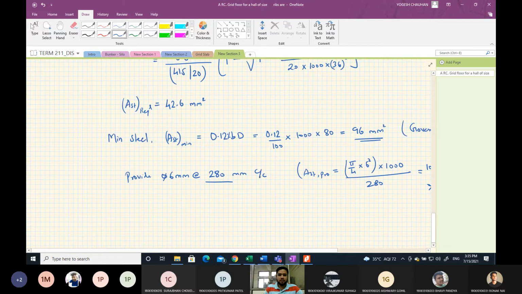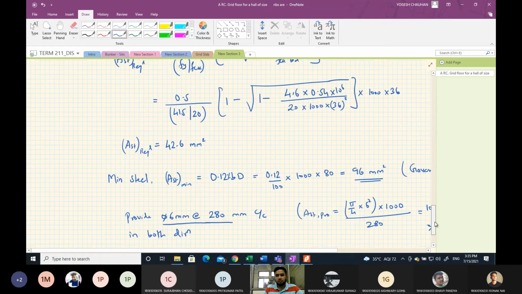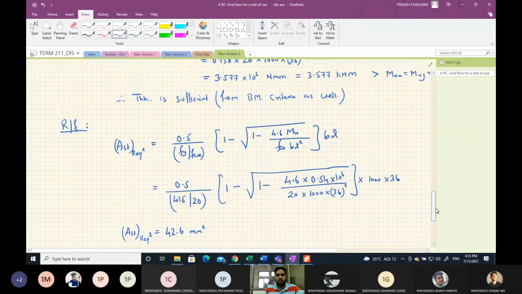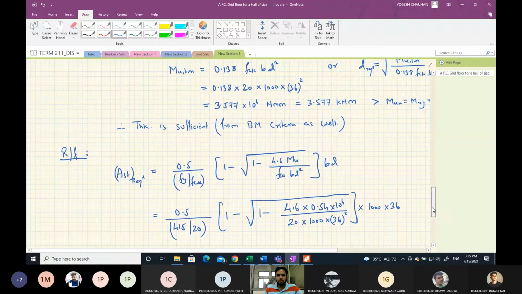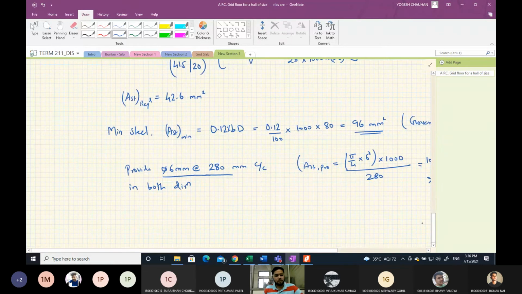Now we'll provide the same in both directions. So provide this 6 mm bar in both directions, because the moments in both the directions are the same. Mux and Muy are the same, and it is a two-way type slab.